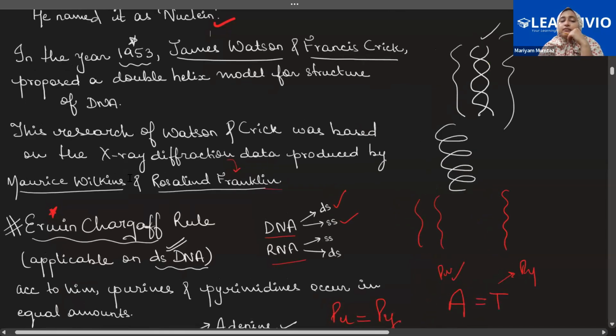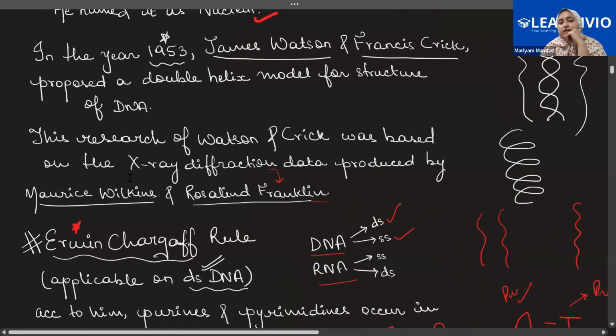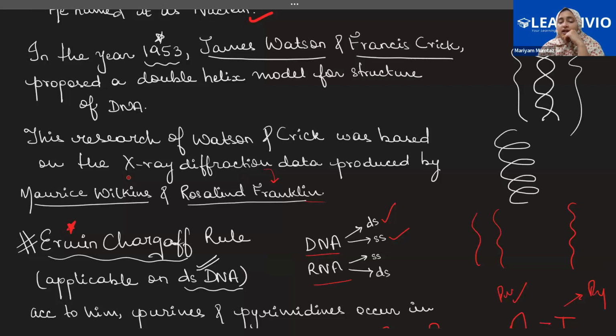Now, in the year 1953, James Watson and Francis Crick proposed a double helix model for DNA. The model for DNA that we talk about, like you might have seen that there is a helical structure in the pictures in books. Where did that model come from? Who gave it? Watson and Crick gave that model, and the name of that model is the DNA double helix model.